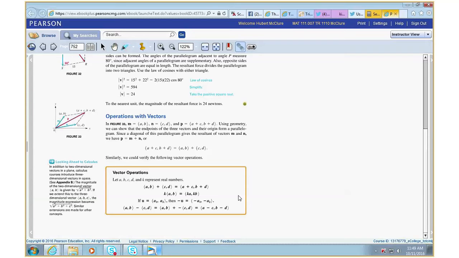If you have two vectors and you're adding them, then you can add a plus c and you can add b plus d. If you have a constant times a vector, that's called a multiplier. Then you just multiply by a and b. K is a constant, like 5. If I have 5 times 1 comma 2, then I can distribute that 5 and make it 5 comma 10.